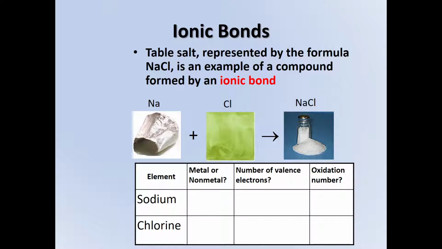Y'all should always have a periodic table now from here on out. I cannot think of a day we're not going to need it. So how many valence electrons does sodium have? It's got 1. Its oxidation number is +1, or 1 plus. Oxidation number refers to the charge it'll have when it becomes an ion.